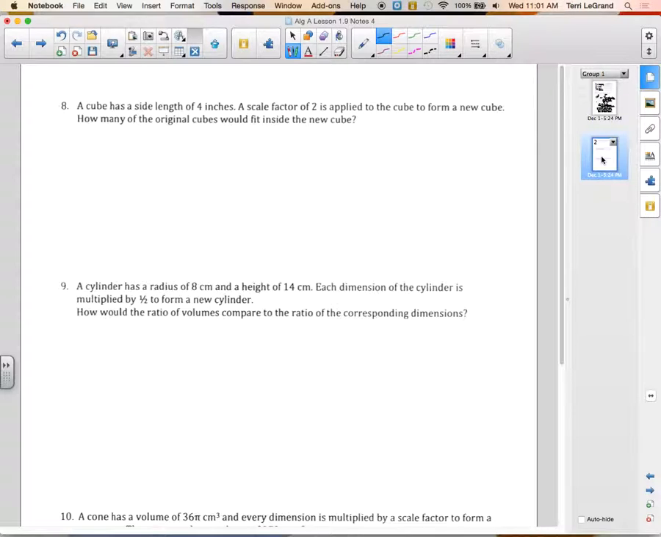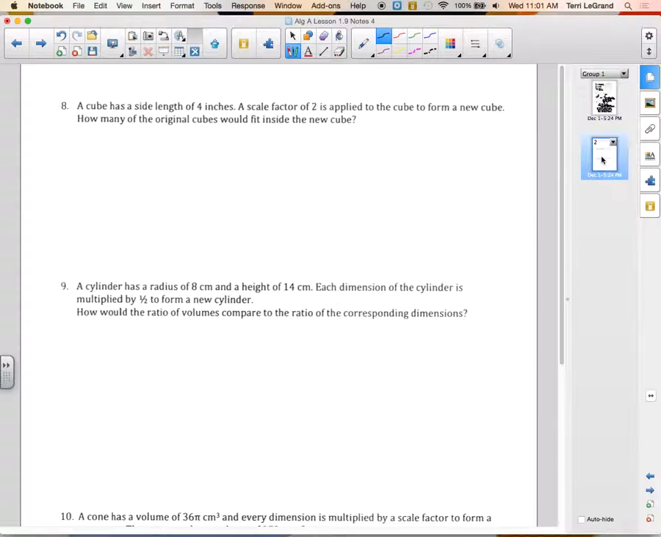Okay, I think 64 would fit in there. How about anybody else? You guys want to agree with me? I think 64 of the 4 by 4 by 4 would fit inside the 8 by 8 by 8 after we've doubled the dimension. Sorry, nobody agrees with you. I don't know why, but.